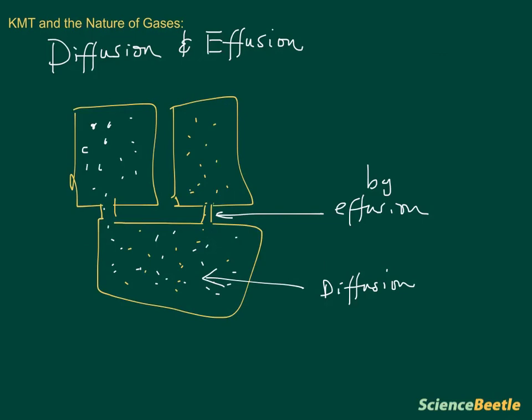So this is just a very general description of what these different properties of gases are. Keep in mind that there are no ideal gases, but most gases do behave as if they were ideal. In the next couple of lessons, we're going to talk a little bit more about the differences between ideal and real gases.